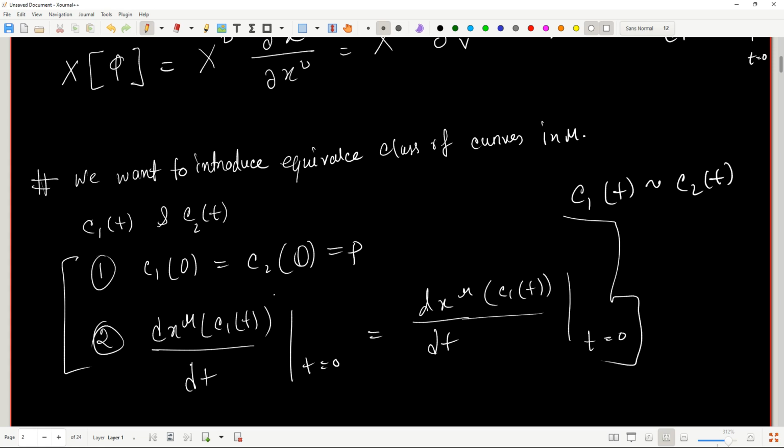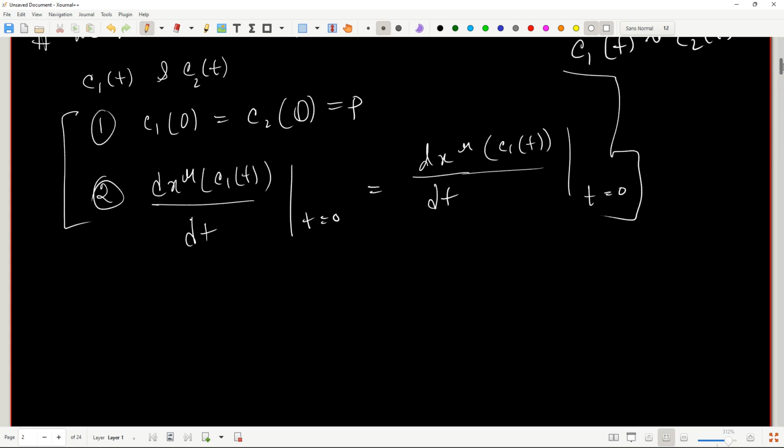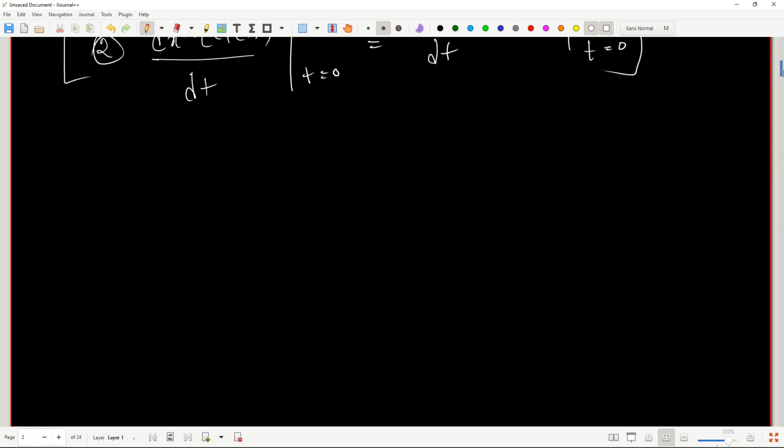And when someone takes the equivalence classes of curves at P which belongs to M, namely all the tangent vectors at P, they form a vector space, and that space is called a tangent space. So I think I should draw it so that you can understand easily. Let's say this is manifold M. Let's say this is one curve and this is a tangent vector.